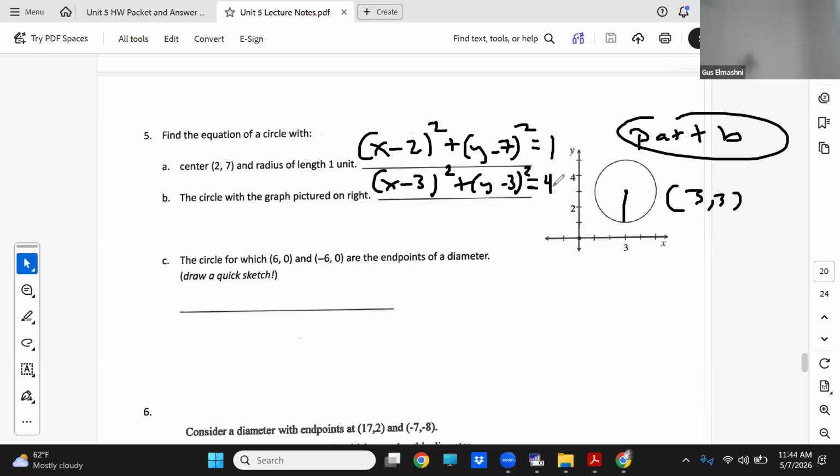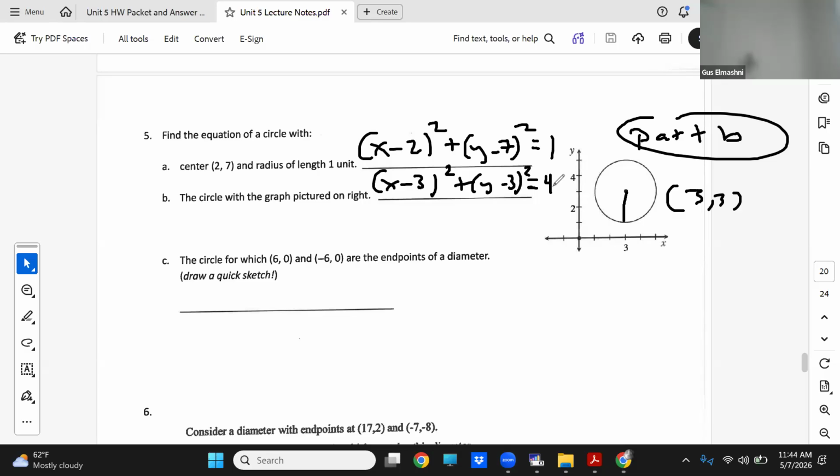Let's start that. So the center is (2, 7). The way you write this, you always do x minus h squared plus y minus k squared equals r squared. H and k are the coordinates of the center, and r squared is on the other side. So it's x minus 2 squared plus y minus 7 squared equals 1 squared. So that's how you write the equation for part A.